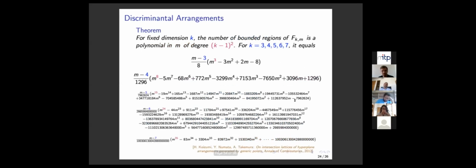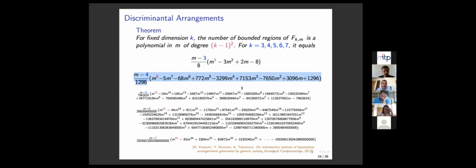But let me state one more theorem about discriminantal arrangements. For fixed dimension K, the number of bounded regions of this discriminantal arrangement, the deletion map fiber, is a polynomial in M of degree (K-1) squared. So for K equals 3, it's this polynomial, which was stated and proved in the paper by Cachazo and collaborators. For K equals 4, we have this polynomial of degree 9, which also appeared in the paper.